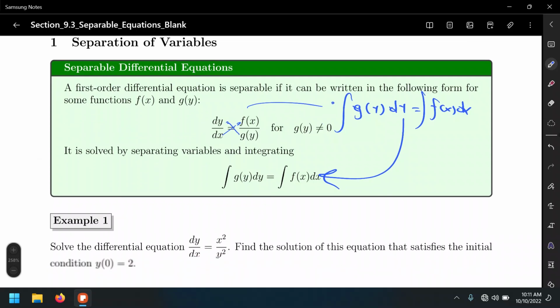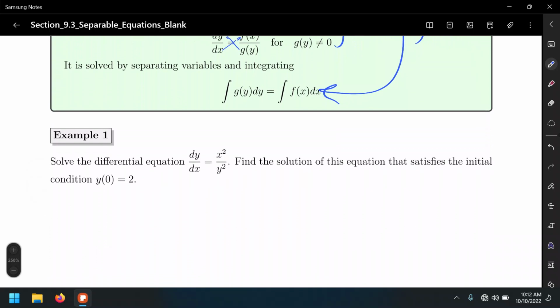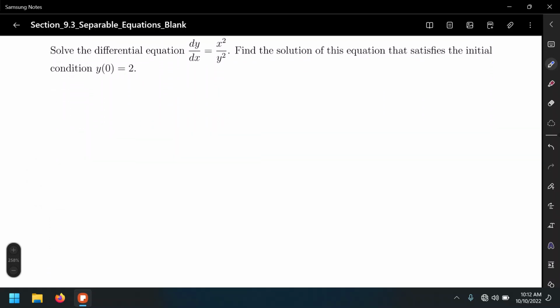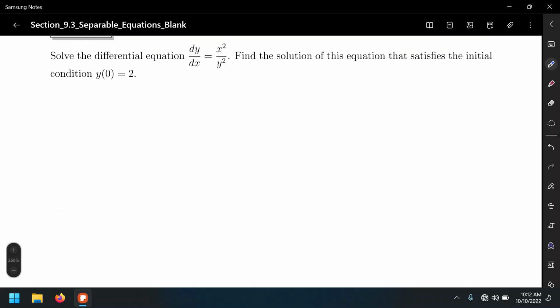All right, so let's go ahead and look at an example. Let's solve the differential equation dy/dx equals x squared over y squared, and then find the solution of this equation that satisfies the initial condition y of 0 equals 2. So number one, let's rewrite the equation: dy/dx equals x squared over y squared.